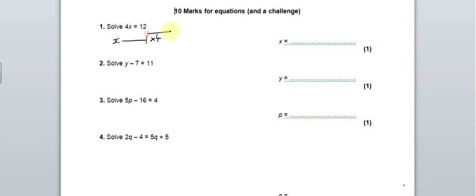The times sign is frequently left out in equations. The add and subtract and divide signs aren't, but the times sign is. So 4x means 4 times x. So we get our x, we times it by 4. And if you do that, you'll end up with the number 12.